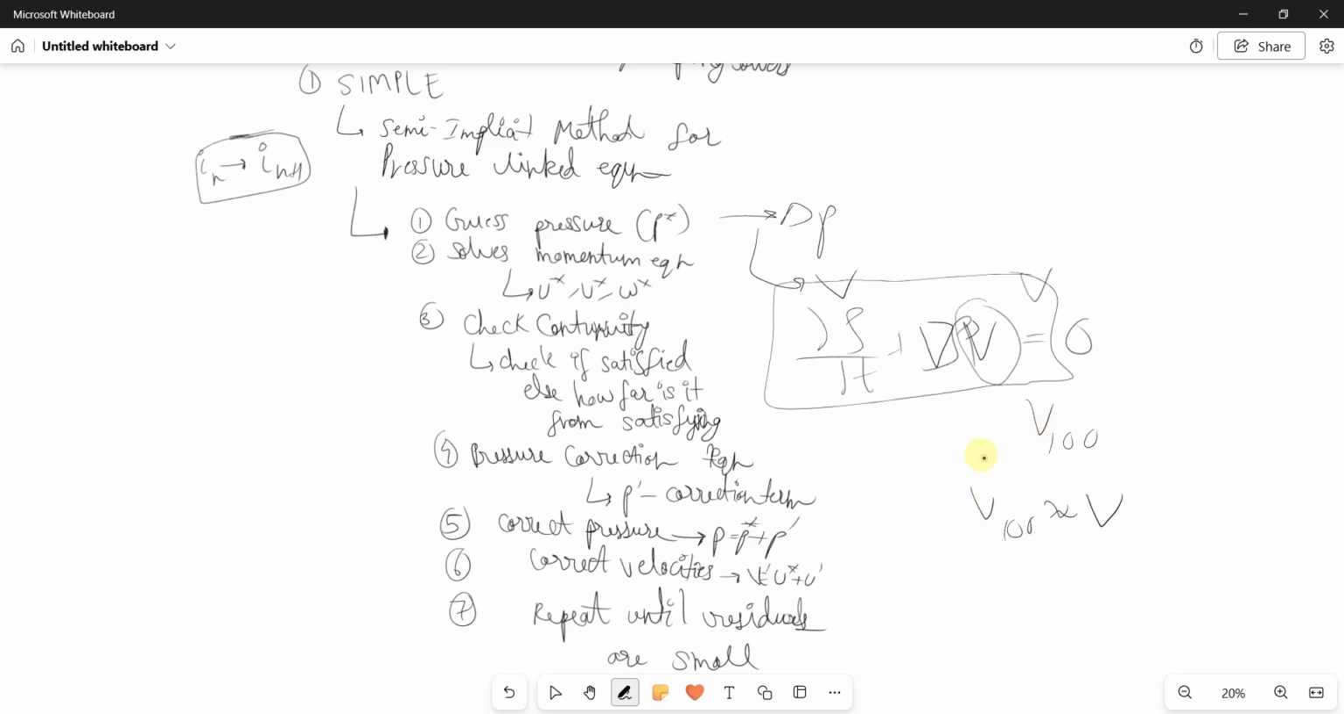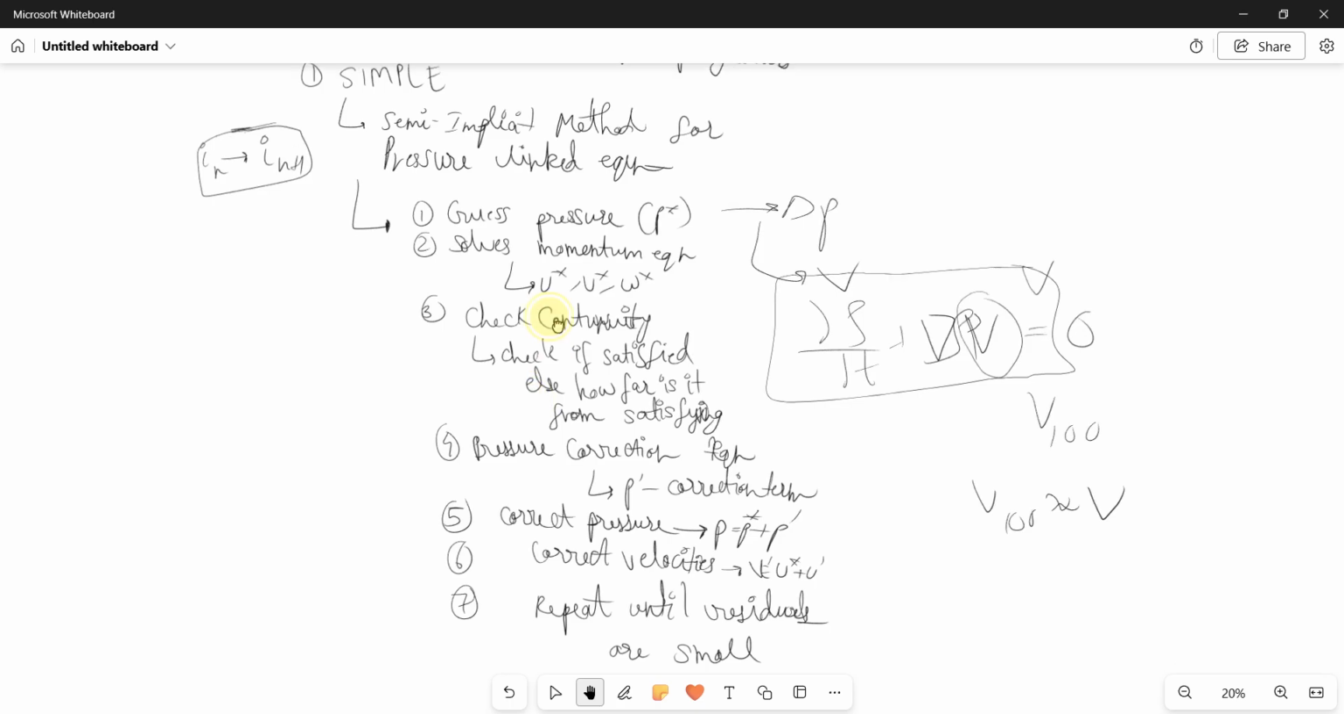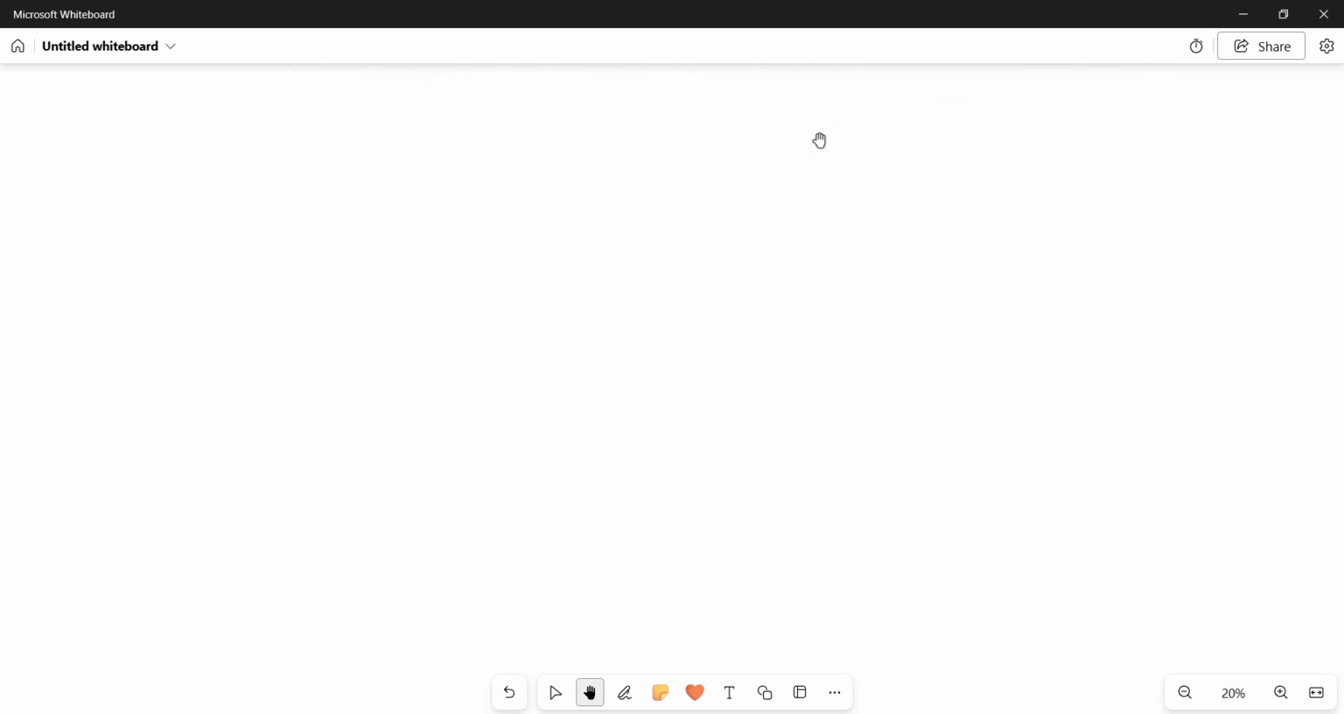So it's not necessary that if a solution is converging, it is actually true. Converging means you're just getting consistent results. So until residuals are 0, you cannot tell if the solution is correct, right? So you have to repeat this whole process until the residuals are 0. So this was your number 1, that is SIMPLE.